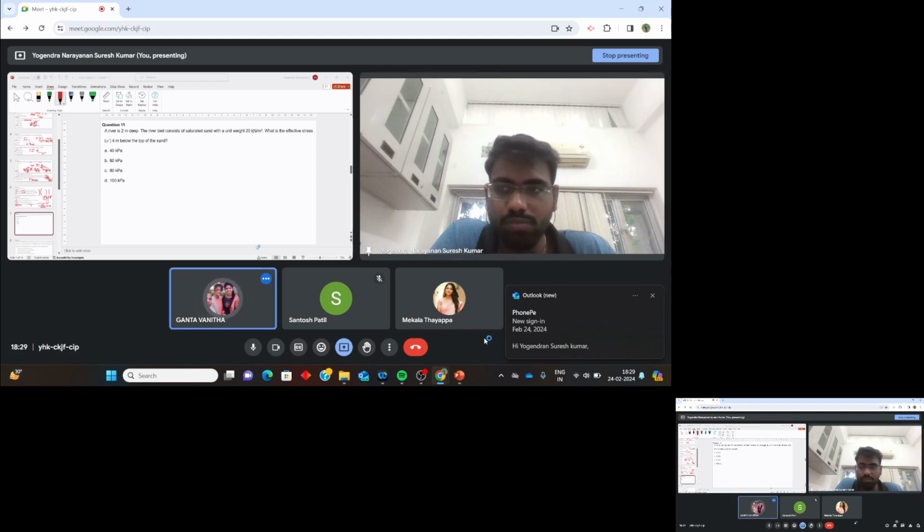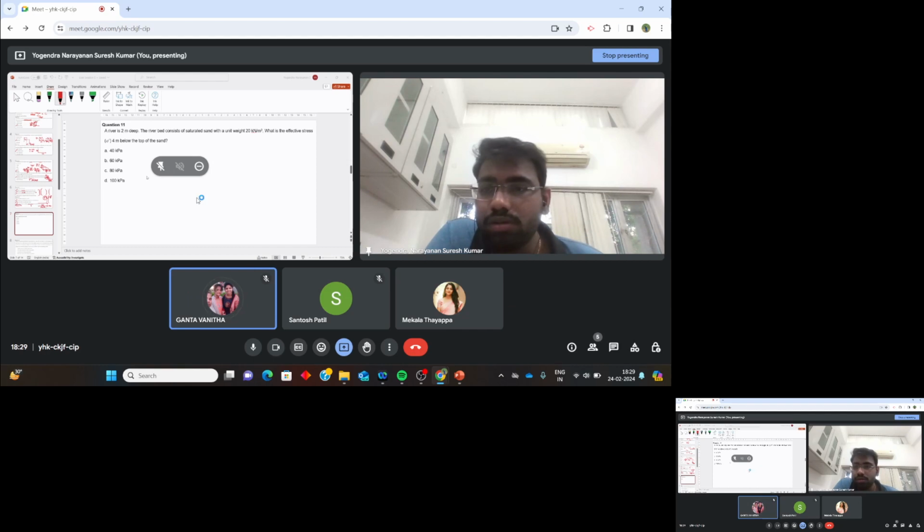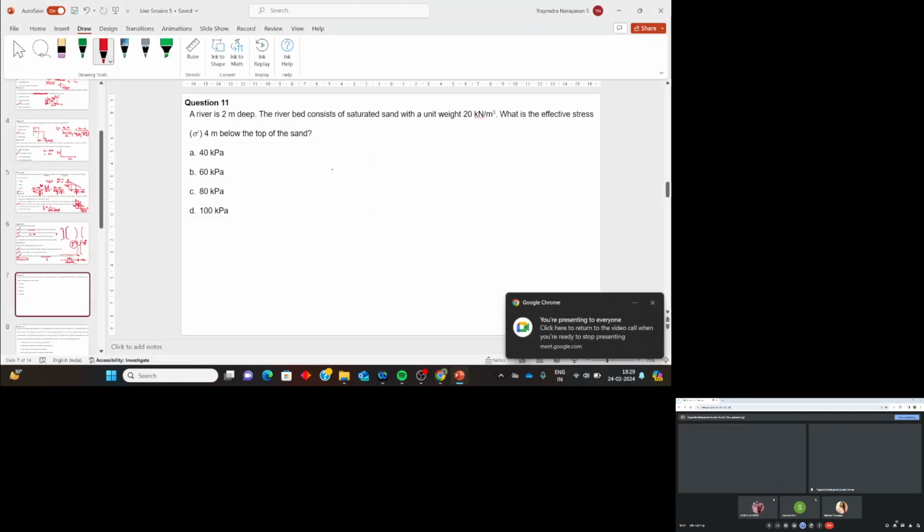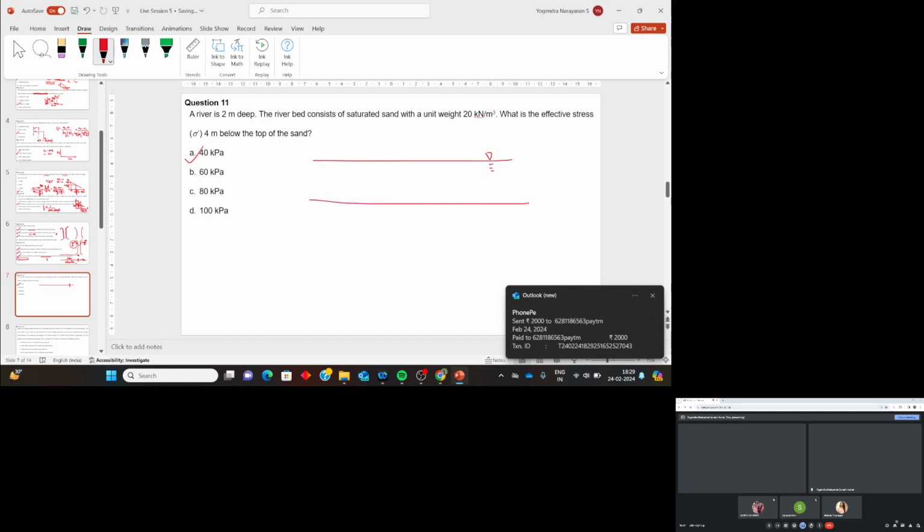Forty kPa. Okay. So the answer is right, 40. Just for the record, I will explain it once. So this is the top of the river and this is the ground level.